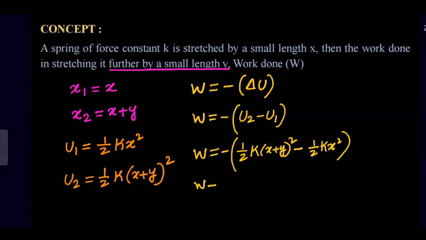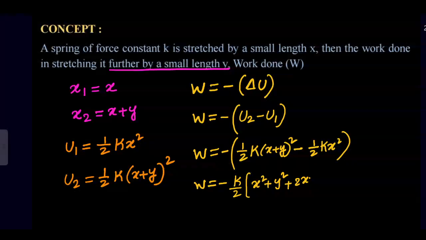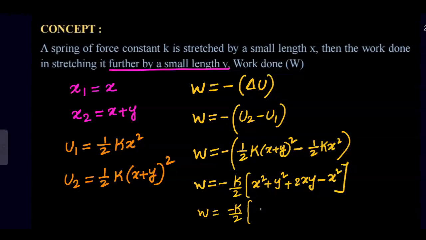Now this is (a plus b) whole square. Expand it. We can take 1 by 2 common, that is k by 2 taken common. Then you will get x square plus y square plus 2xy minus x square. X square will get cancelled. That is minus k by 2 into y square plus 2xy. This is the work done.